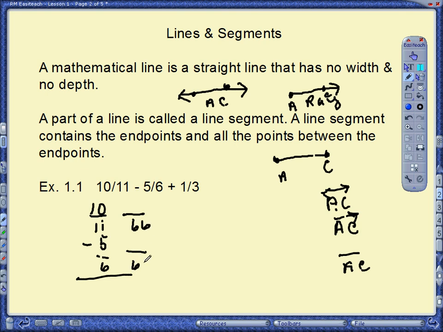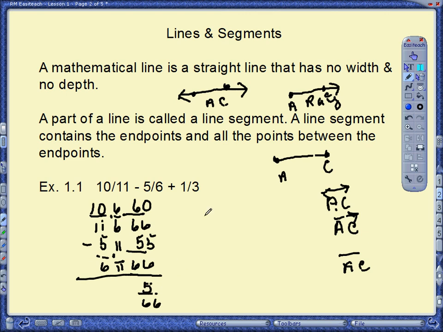11 is a prime number. It has no common factors other than 1 with 6. So that's what we do when we have a prime number. We just multiply the two denominators together. We're going to multiply by 6, and we have 60 over 66. This we're going to multiply by 11 and 11, and we have 55 over 66. We're subtracting, so 60 minus 55 gives us 5, and it's over 66.